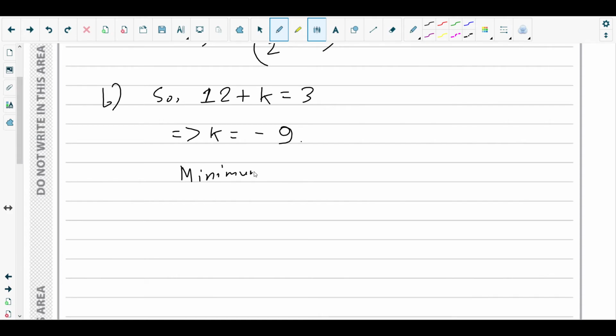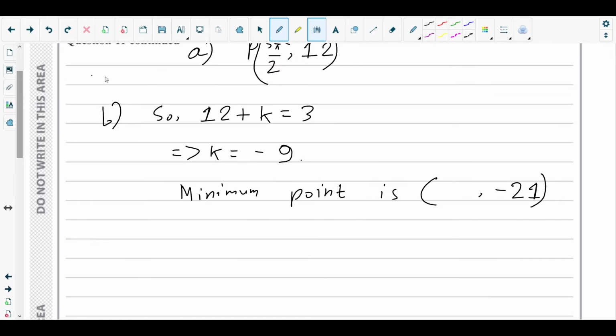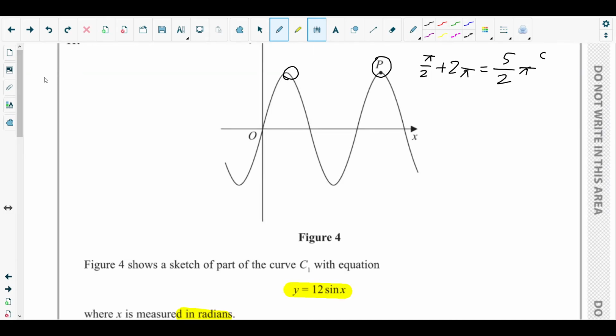The y coordinate is what? What I said, negative 12, negative 9, that is negative 21. The value of k is negative 9 and sin x is negative 1 at the minimum point. So negative 12, negative 9, that is negative 21. So we got the y value. Now it's the turn for the x value. What would be the x value?